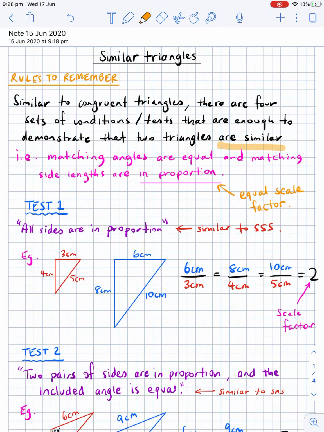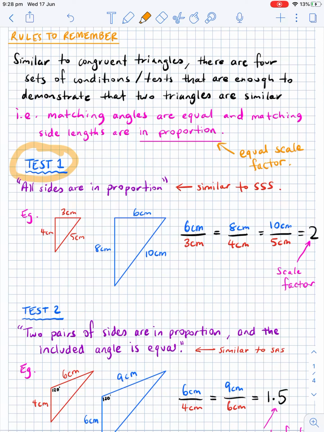When triangles are similar, remember that their matching angles are equal, and matching side lengths are in proportion. That means they have an equal scale factor. So, test one to show that two triangles are similar. How can we show that these two triangles are similar?